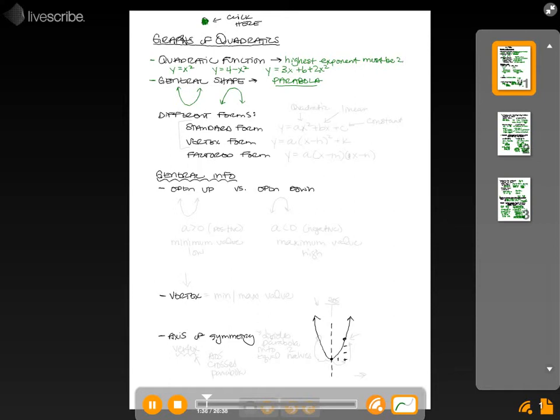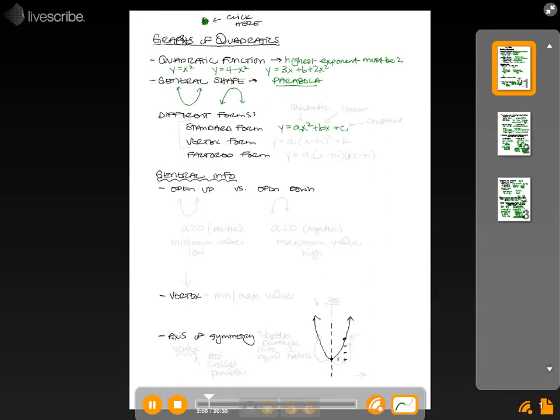Now we can have 3 different forms of quadratic functions. Each one's a little different. Some of them would require some work to show an x squared, but it's there. You would just need to FOIL it to get it to that point. So I'm going to show you each form. First form is standard form, y equals ax squared plus bx plus c.